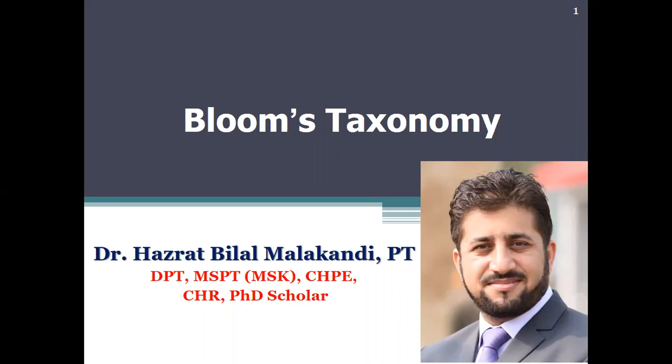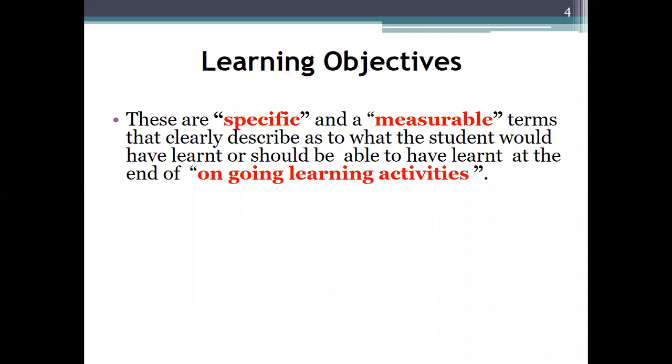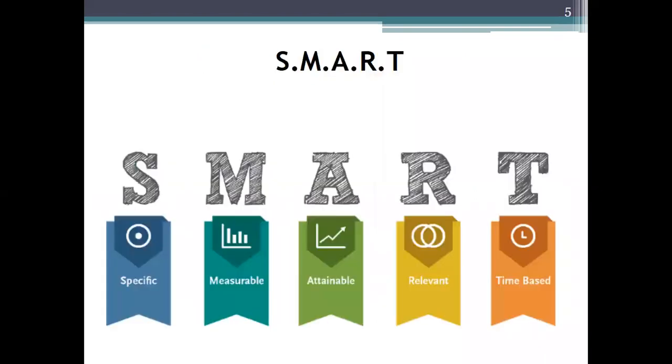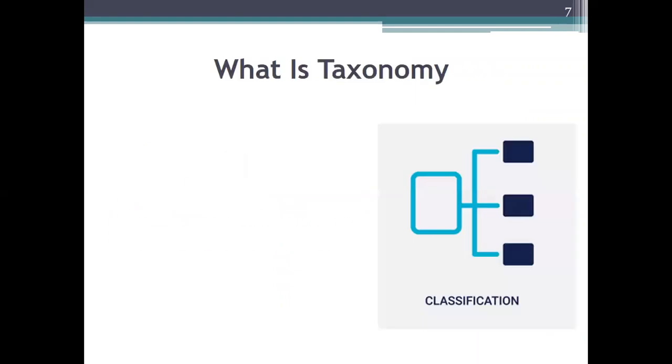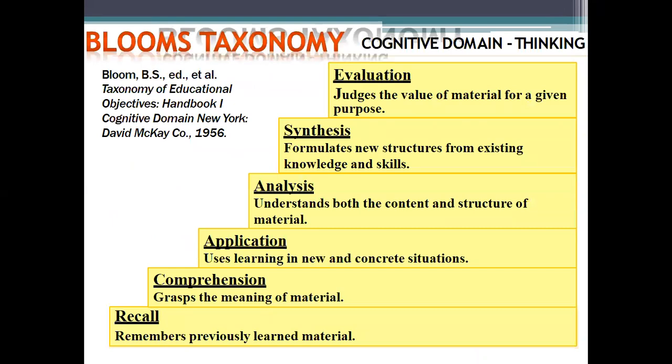Welcome to the second session on the Bloom taxonomy. In the previous session, we discussed the learning objectives. What are learning objectives? What are the characteristics of learning objectives? What are the advantages of learning objectives for both the teachers and students? Then we discussed the Bloom taxonomy, the cognitive domain, the six sub-levels, or we can say the six levels of the Bloom taxonomy, shortly known as C1, C2 up to C6.